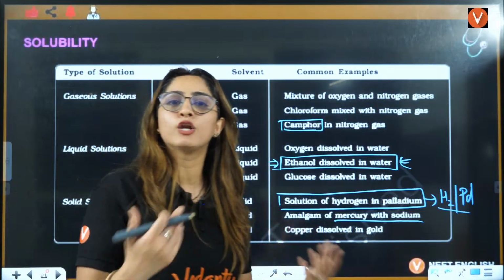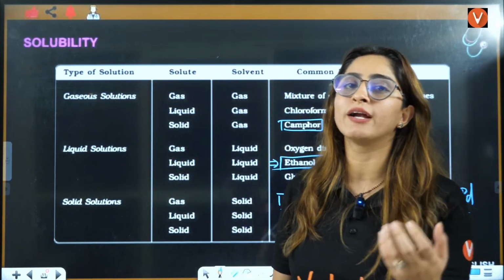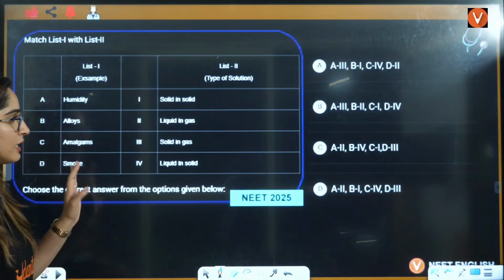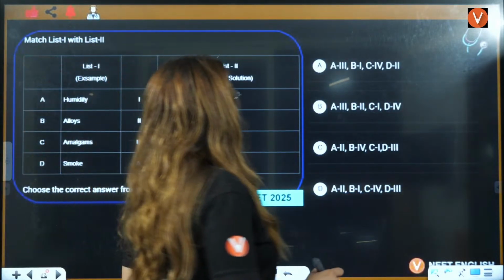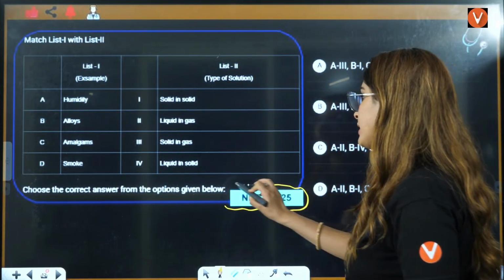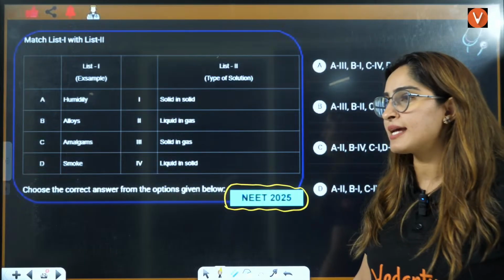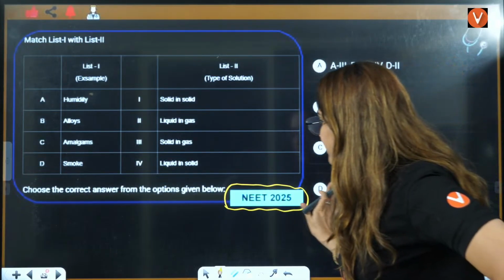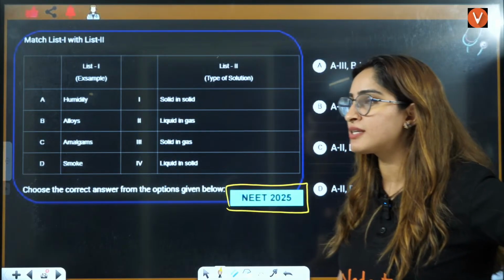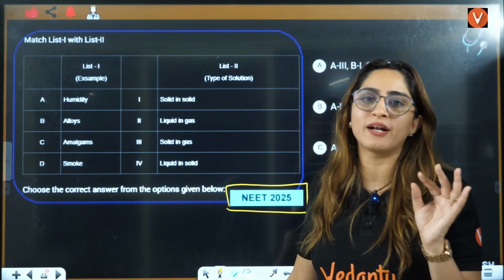Alloys, all the alloys that we have, they are solid in solid, right? Okay. Yes, everybody. Now, let's do one question that was asked in NEET 2025, guys. As I told you, this topic was ignored by students, right?